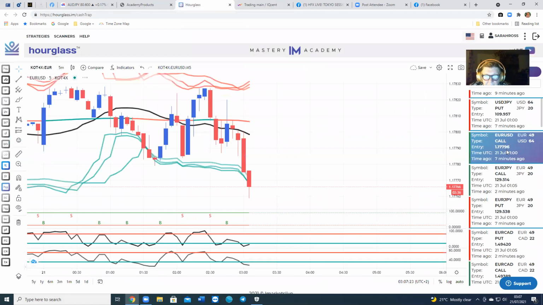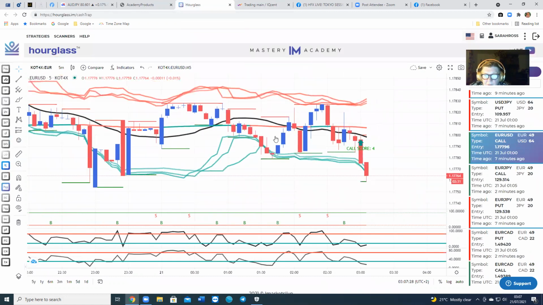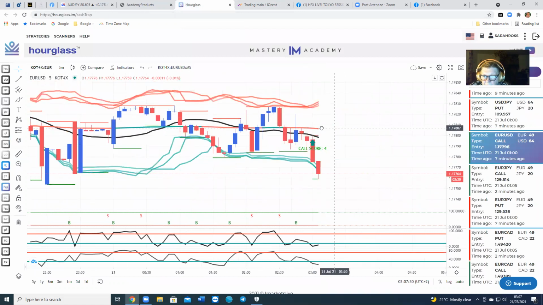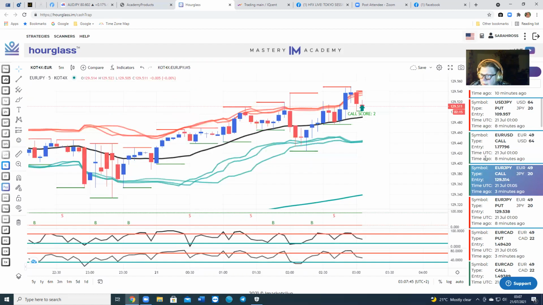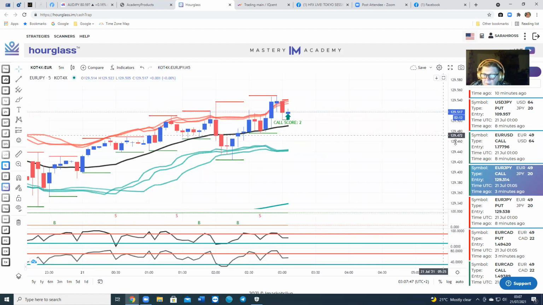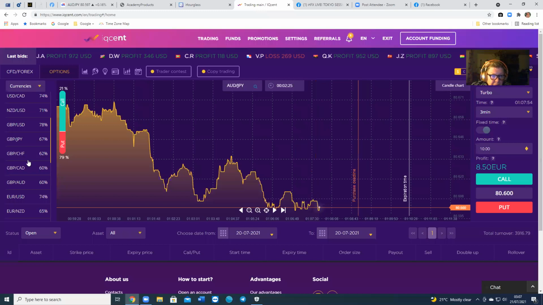Euro USD, we've got our moving average coming through there. It's changed to red, 49 to 64, so selling. But our momentum indicators are down at the green level. We want them at the red. Euro JPY 49 to 20. We need that to come. That's Euro JPY. That's at 70%.